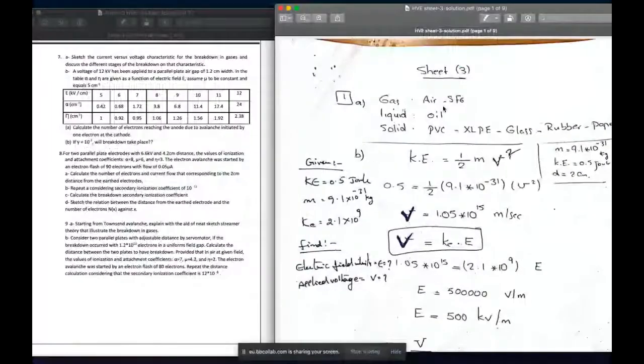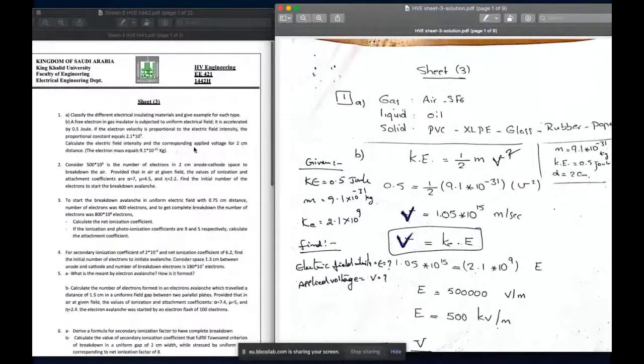Good morning, students. Today we will see sheet 3 in the high voltage engineering tutorial. So the first question is: classify the different electrical insulating materials and give an example for each type.